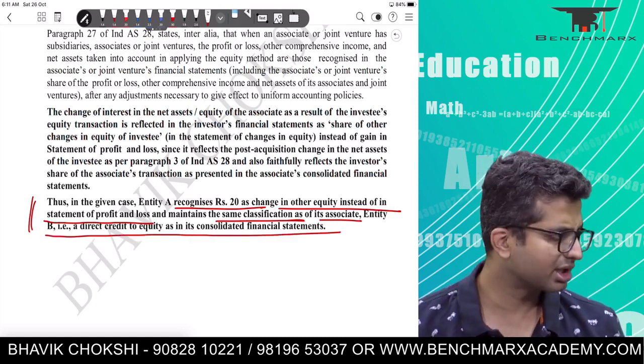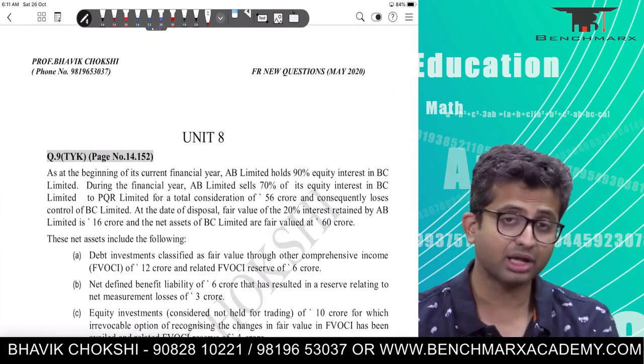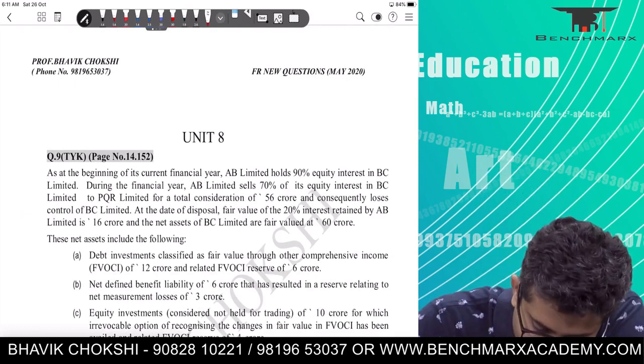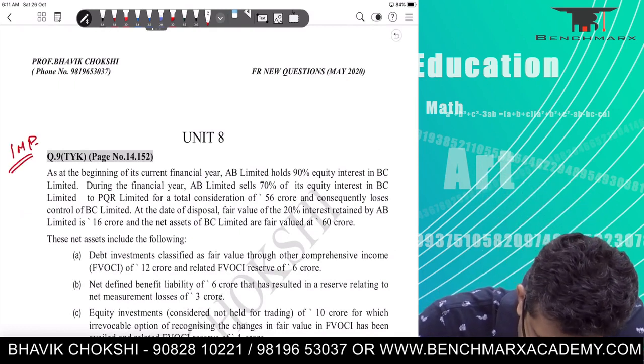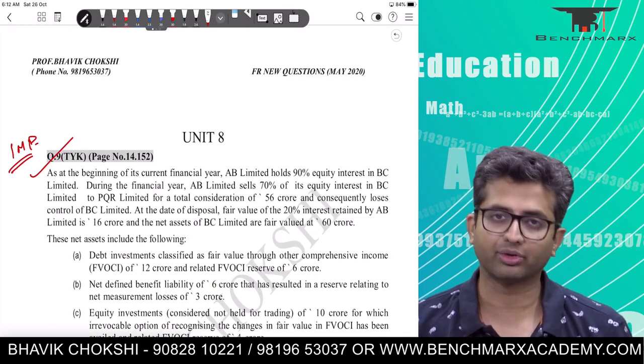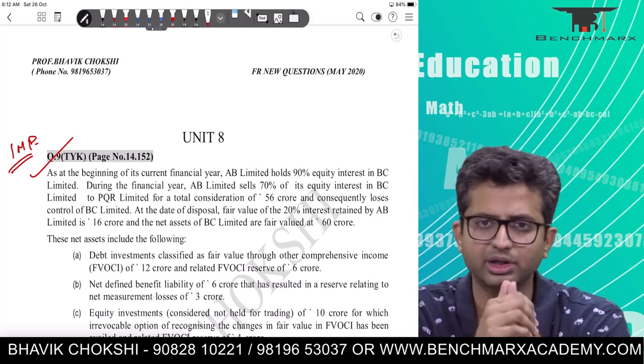So this is an interesting case. If it comes, you should know, so I will rate it as important. And the last question on our additions is the one on associate. This is undoubtedly important. You will definitely mark this as important. Not really on associate, but this is on loss of control. So remember, if a control is lost, what happens? We'll just quickly discuss this.